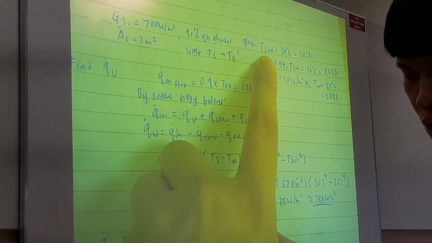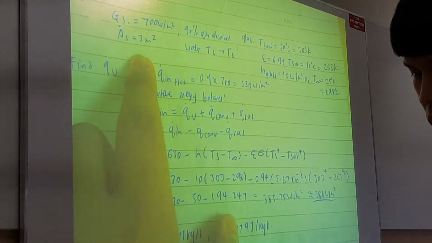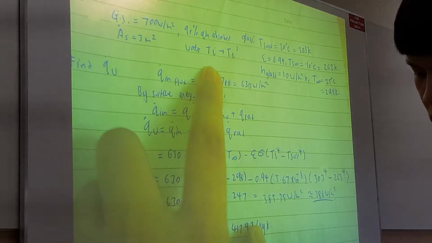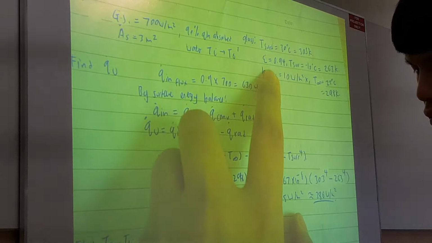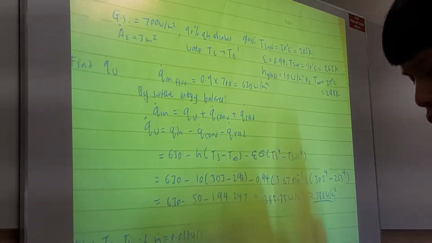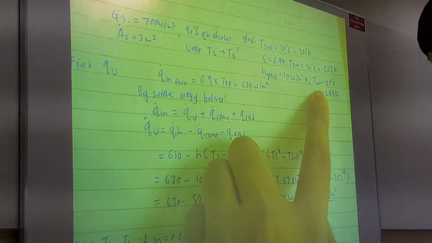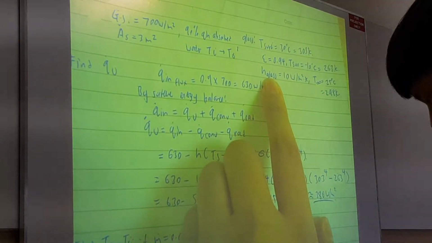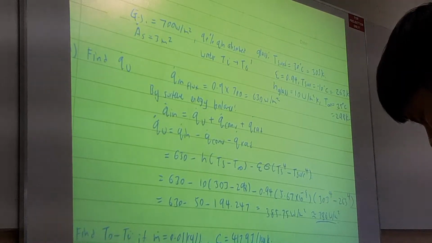The glass surface is 30 degrees Celsius, which is equal to 303 degrees Kelvin. The area of the surface is 3 meters square. And then the water is heated from Ti to T naught. Then here is the relevant information: the emissivity E equals 0.94, the surrounding temperature, as well as the ambient temperature and the convective coefficient of the glass. So the first part asks you to perform an overall energy balance.